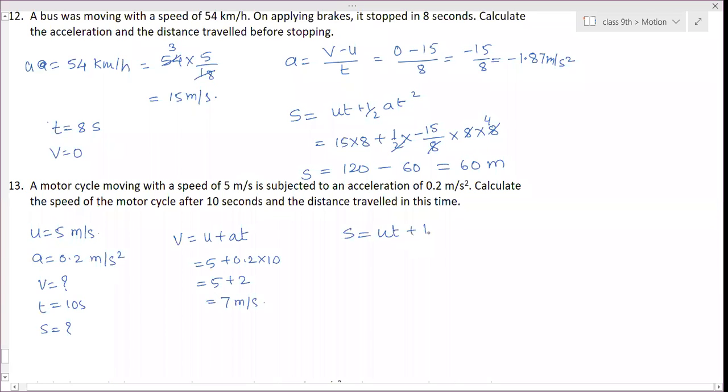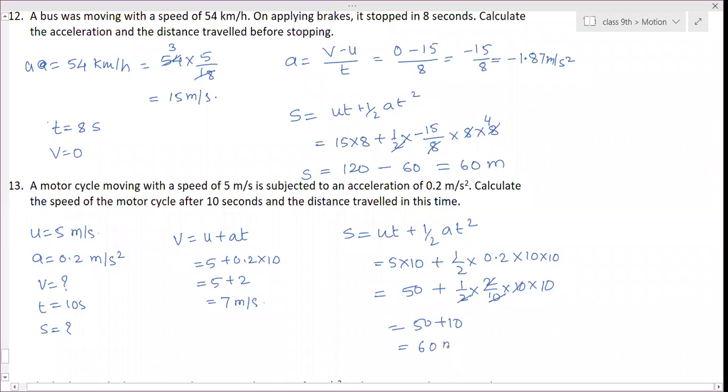S is equal to ut plus half at square. u is 5 into 10 plus 1 by 2 into 0.2 into 10 into 10. That is 50 plus 1 by 2 into 2 by 10 into 10 into 10. 2 gets cancelled, 10 gets cancelled. 50 plus 10 is equal to 60 meters. 60 meters is the answer, right?